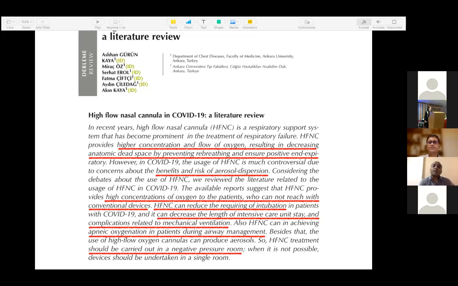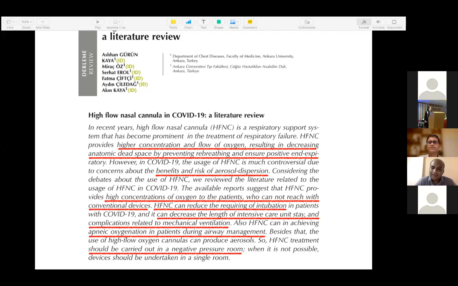And what is our data in terms of use of HFNC in COVID-19? It can deliver high concentration and flow of oxygen, resulting in a decrease in the anatomical dead space by preventing rebreathing and ensuring positive end expiratory pressure, like the pre-COVID era. And the concern of aerosol generation is there, but high concentration of oxygen to the patient cannot be achieved by a conventional device. HFNC can reduce the requirement of intubation.